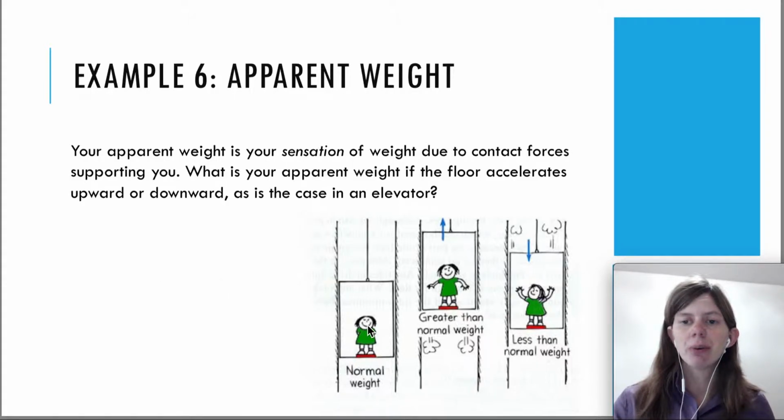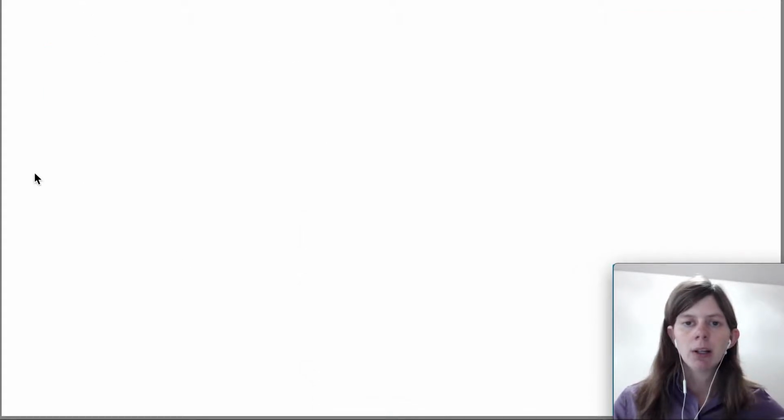So let's look at these three cases and figure out what is your apparent weight if the floor of the elevator is accelerating upward or downward, as in the case of an elevator. And we can also do the case where the elevator is not moving. So I'm actually going to do these in the next slides, so I have plenty of room. So the first case is not moving.